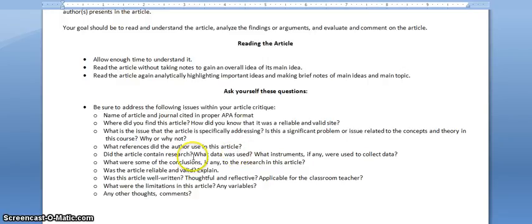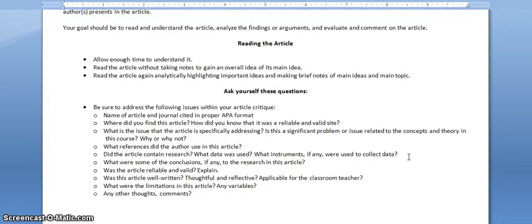Did it contain research? Well, for this assignment, I'm asking you to find either a quantitative or qualitative article. So in that case, it needs to contain research. It needs to contain data and what instruments were used, if any, to collect data. You will have instruments. It can be surveys. It could be observations. You could be looking at testing, some kind of standardized test scores. Those are your instruments. Those are the things that you'll be looking at.